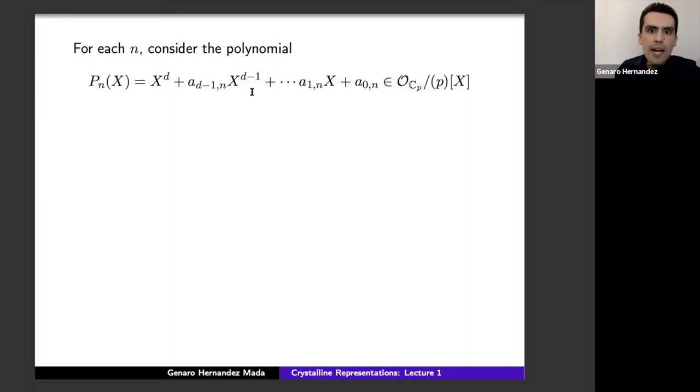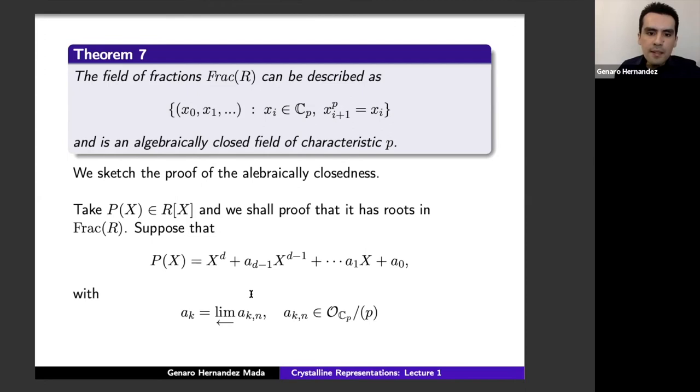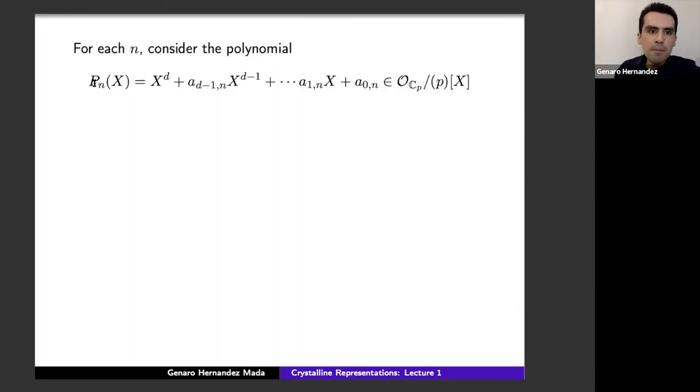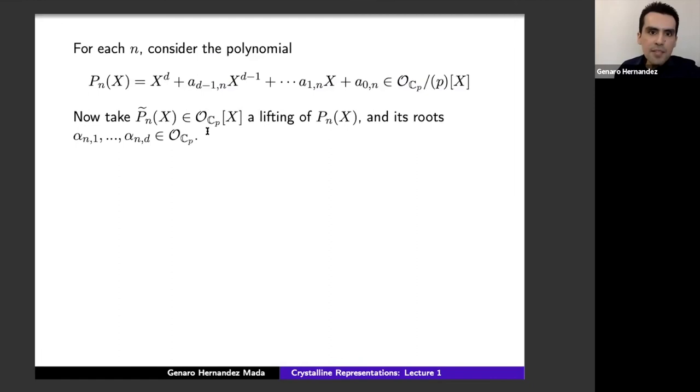I am fixing the n here. So it's like projecting to the nth component in this sequence, right? And so this gives me a polynomial P_n, which has coefficients in this ring, right? And I am going to take a lifting of this polynomial to this other polynomial ring, okay? And this one has roots in O_C_p. That's the important part.